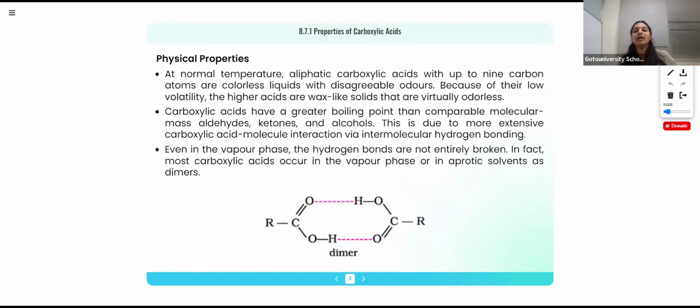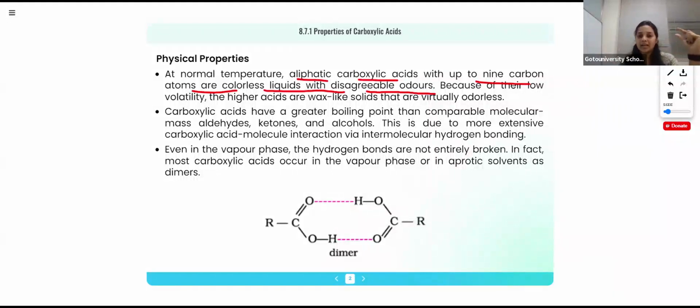So we are going to discuss both the physical and chemical properties in this chapter. First, we are moving to the physical properties of carboxylic acid. At normal temperature, aliphatic carboxylic acids with up to 9 carbon atoms are colorless liquids with disagreeable odors. Aliphatic means normal, not the ring.